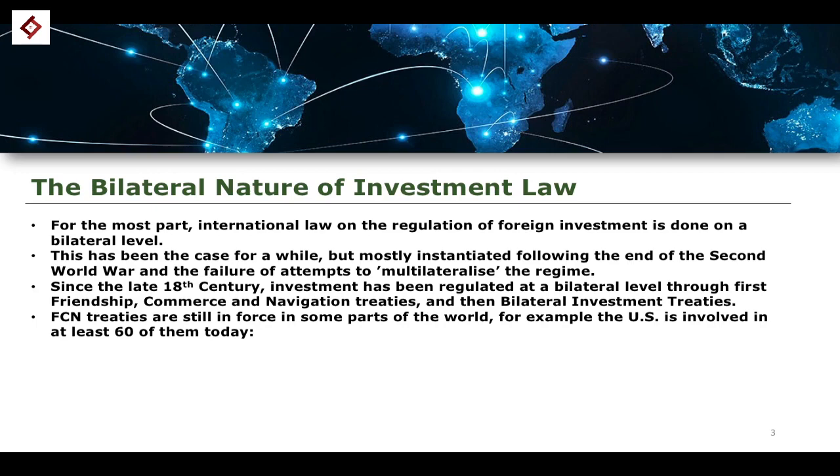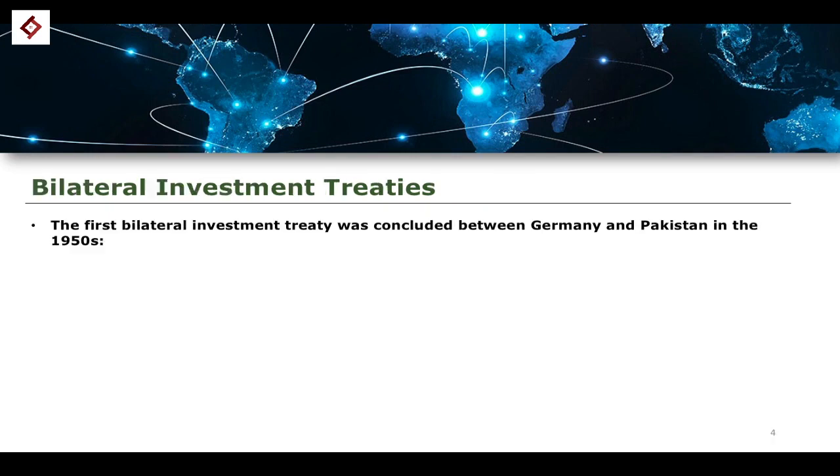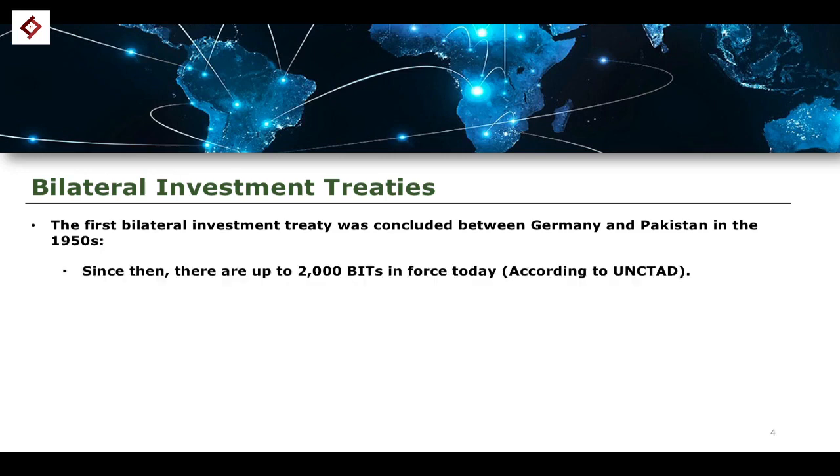However, of course, bilateral investment treaties are almost exclusively dealing with investment issues. Now, recently, it is the bilateral investment treaty that has been the standard of protection for investment law at the bilateral level. We are seeing a slight shift in this with the introduction of more free trade agreements including investment provisions, but for the most part, we have bilateral investment treaties. The first of these bilateral investment treaties was concluded between Germany and Pakistan in the 1950s.